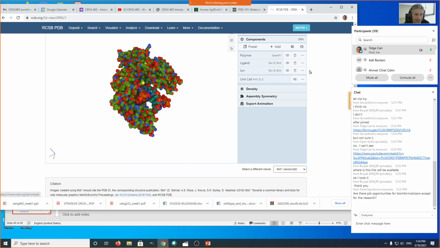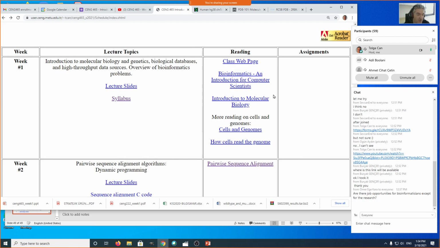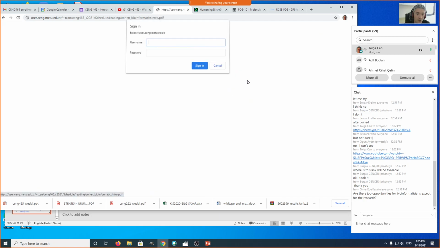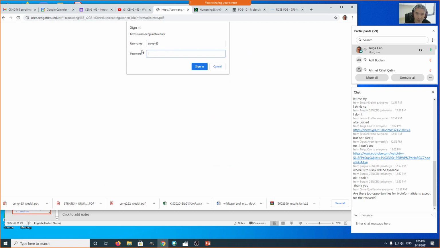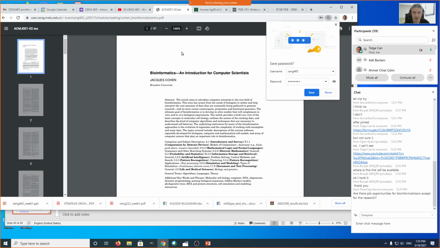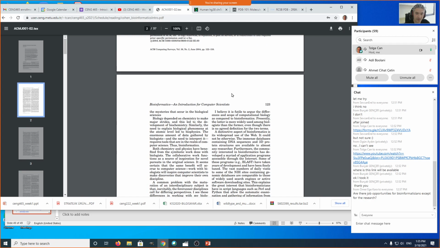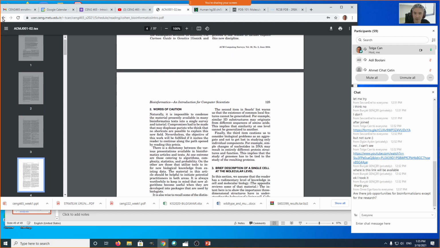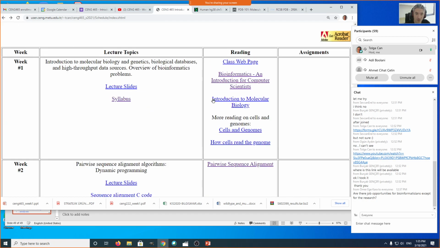If you need more introduction to molecular biology and genetics, on the course website there is lots of reading material for the first week. This one, Bioinformatics: An Introduction for Computer Scientists, is a really nice article that is written for computer scientists. So you may read these articles. It will be a really nice introduction to molecular biology and genetics.